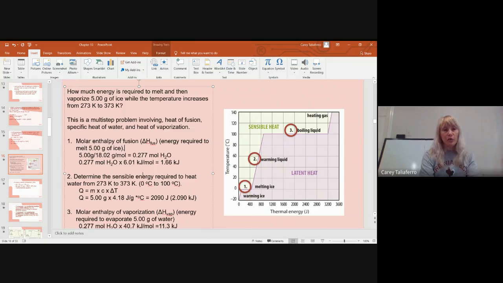Now, here's what you have to do first. I take that 5 grams and I'm going to divide it by the molar mass because if you look in the table, you will notice that the units are kilojoules per mole. The units for heat of fusion are kilojoules per mole. Well, I don't have moles, I have grams of ice. So the first thing, once I use the enthalpy of fusion or the heat of fusion, I have to convert to moles first. So that's what I do here.